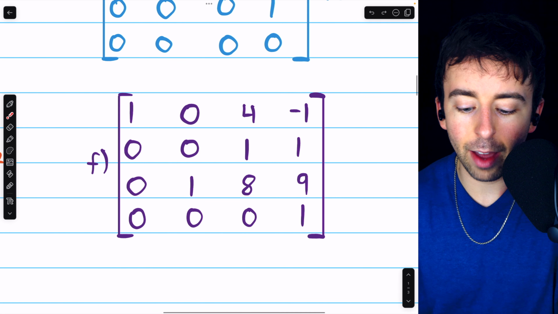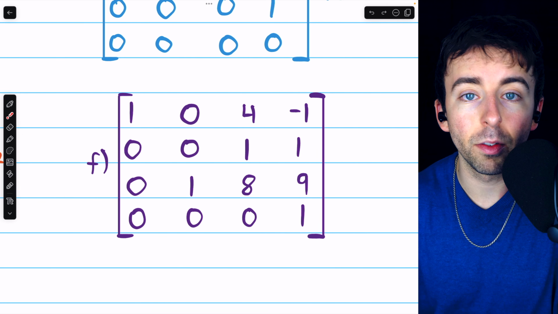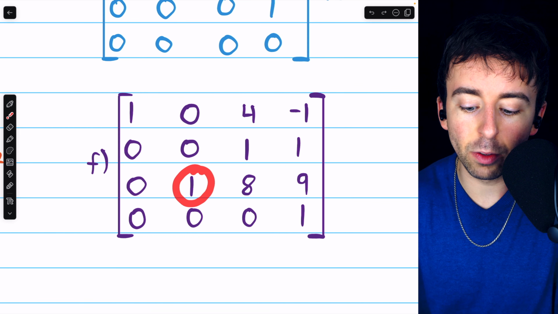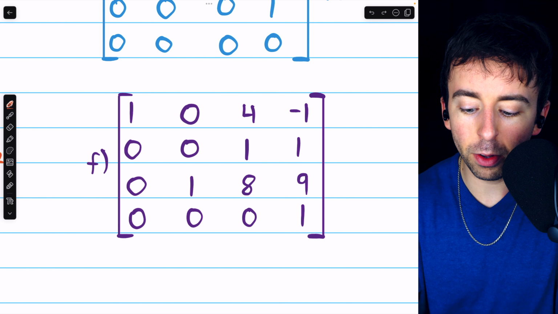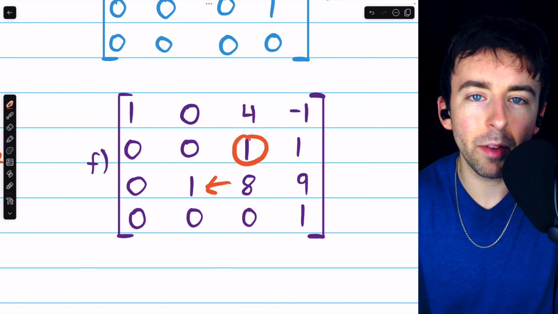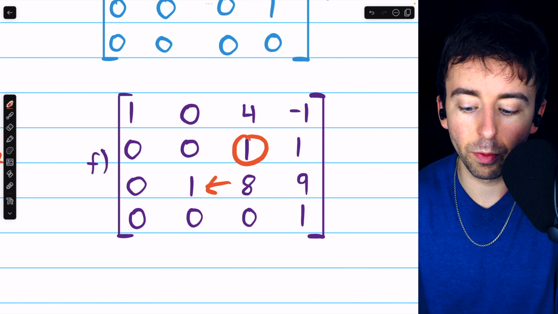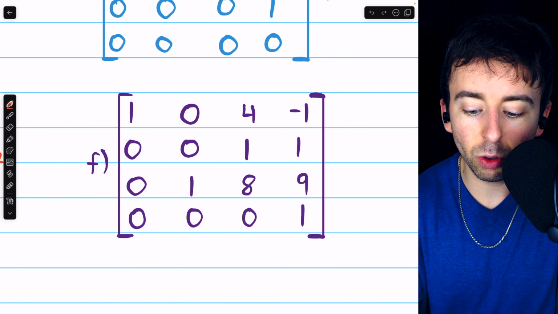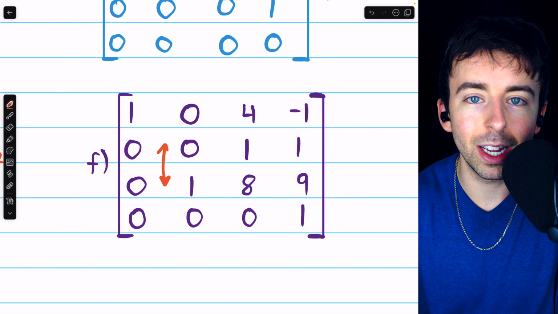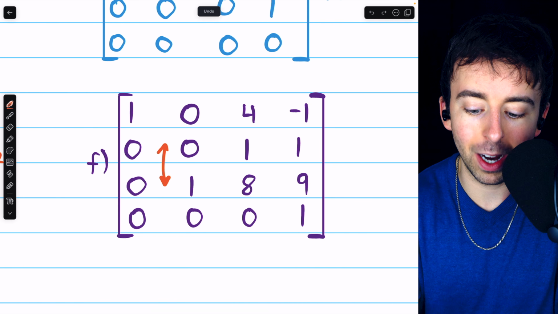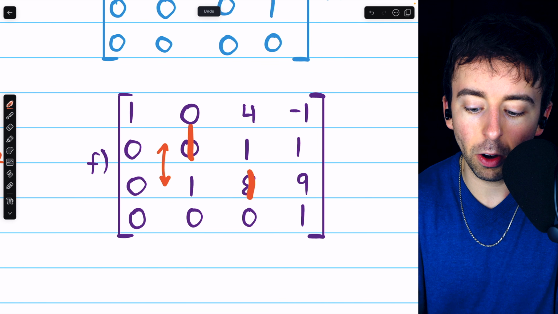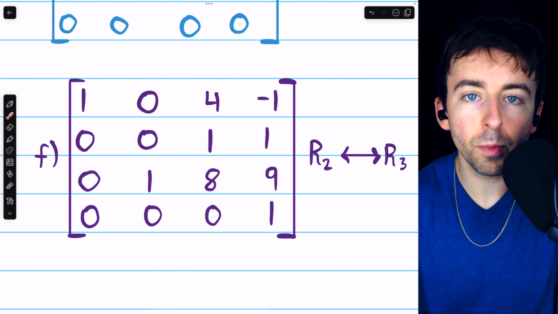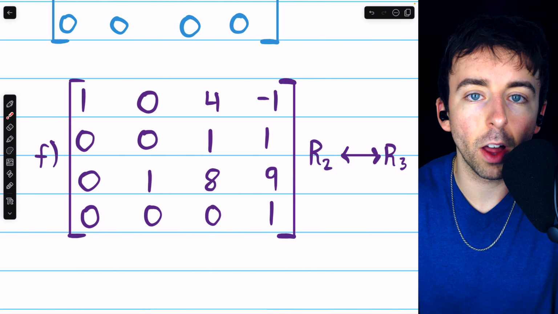Moving on to matrix F. Is this in row echelon form? Again, here the answer is no, because we have a leading 1 in row 3, which is occurring further to the left than a 1 above it, and that is not acceptable for row echelon form. So the single row operation we must complete to fix this is to swap rows 2 and 3. That way, this one will be right there, and this one will occur further to the right, which is acceptable. So if we swap rows 2 and 3 here, problem solved, it will be in row echelon form.